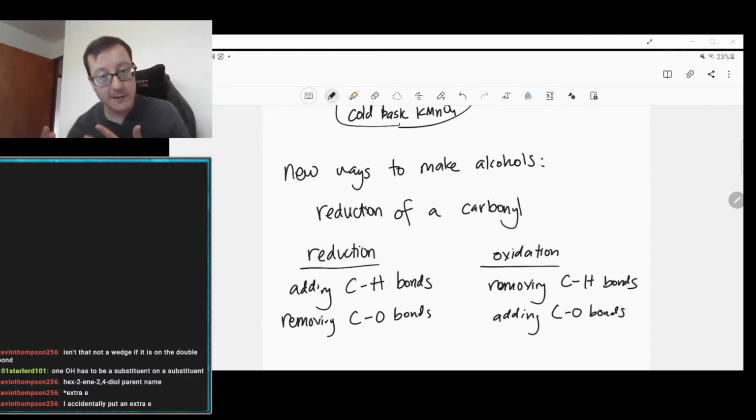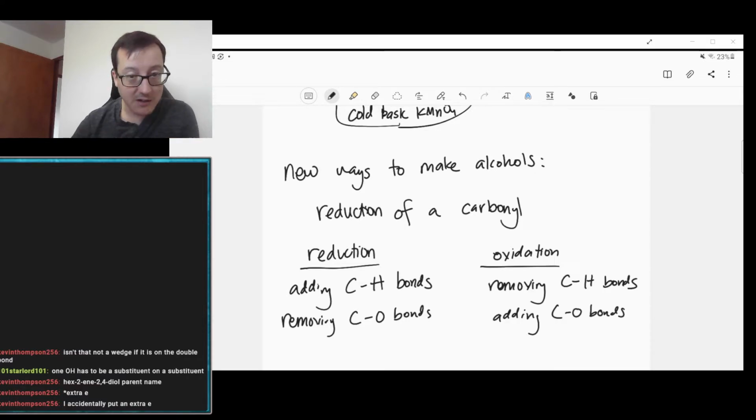Typically, when we talk about oxidation, we're talking about oxygen. Go figure. Although technically we can talk about nitrogen as well. We can oxidize things to nitriles, because we're adding more CN bonds. Reduction means we're adding CH bonds. Oxidation means we're getting rid of CH bonds.